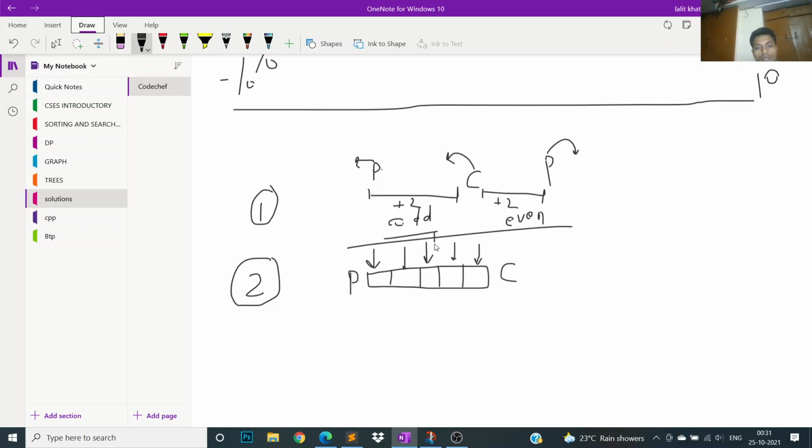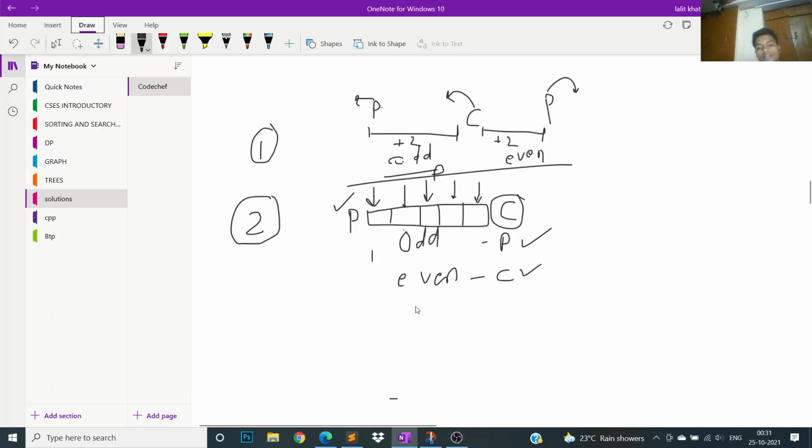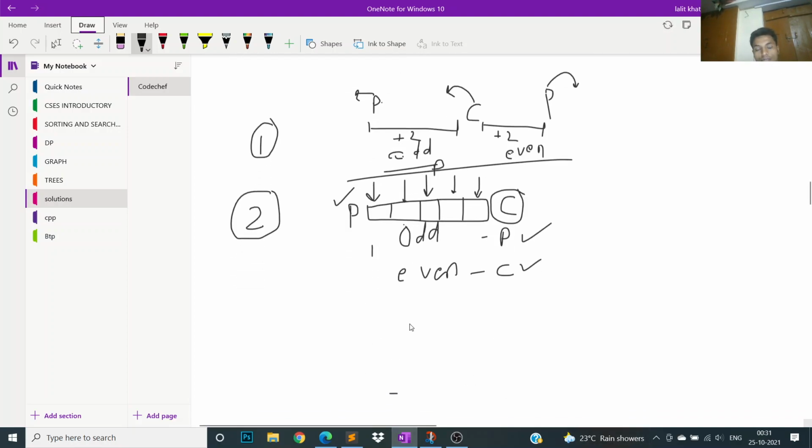Okay. So if it is odd, then police will win. So there is no chance of chef to move on. And if it is even, then chef will win. So you are just saying how it is a win or loss.